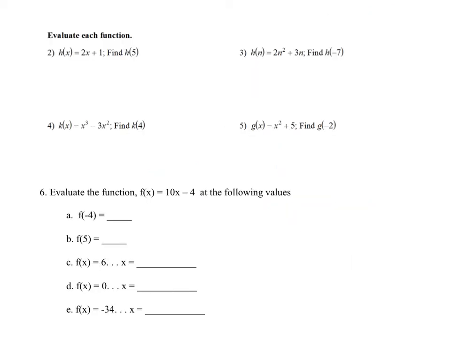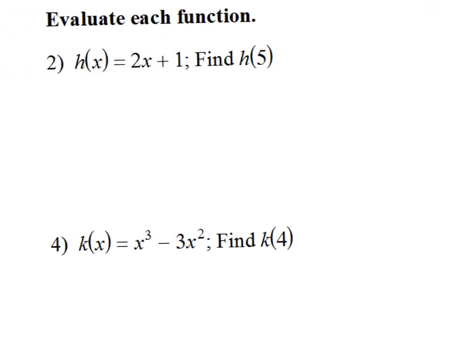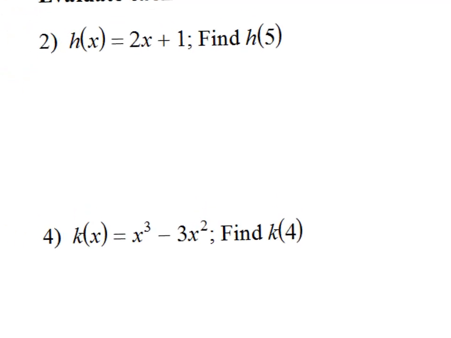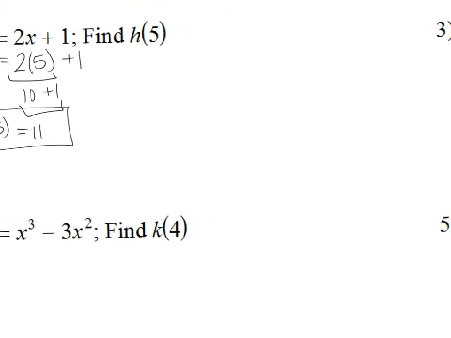For the next page, we're going to do some continuation of function notation. So let's look at number 2. We're going to plug 5 into the function h. That means we're going to take h, plug in 5. So for every x we see, we're going to instead write a 5. And then we just need to simplify. Looks like I have 10 plus 1, so altogether I have 11. Make sure to include your function notation so this answer makes sense. When I have the function h and I plug in 5, I get 11.